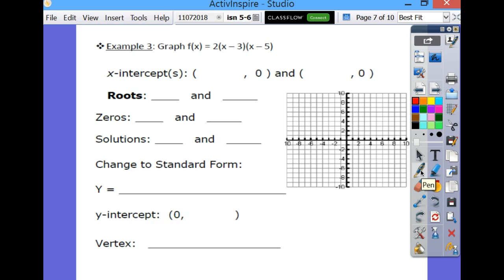Now, in example number 3, it's already factored for you. By the way, if I wanted to, I'll get to that in a minute. I'm a step ahead of myself. So, how do I find the x-intercepts?